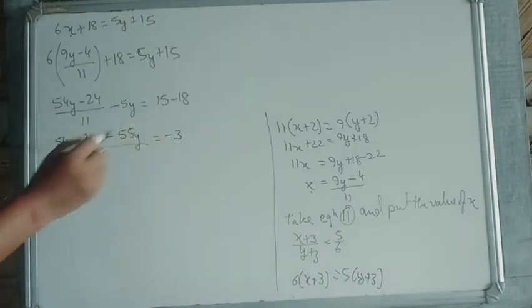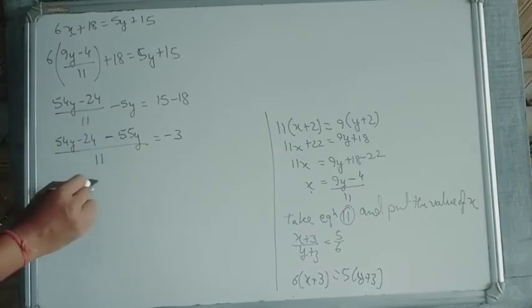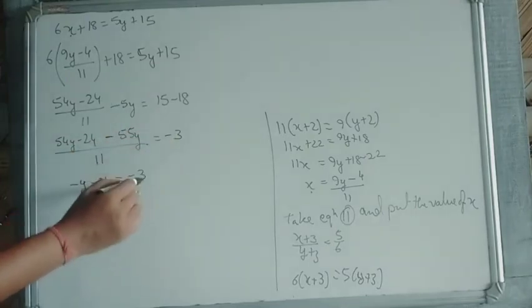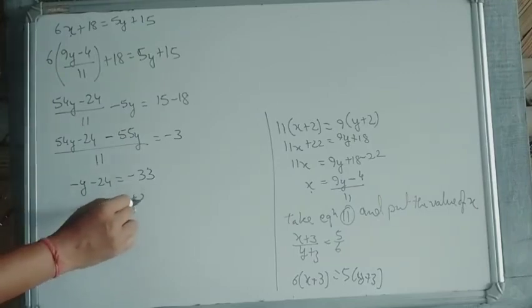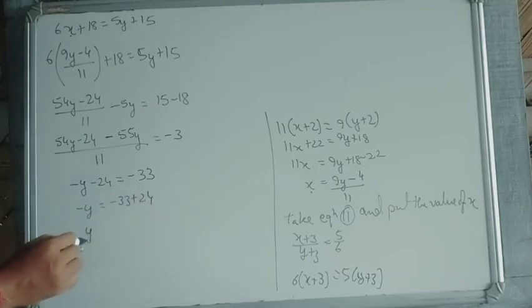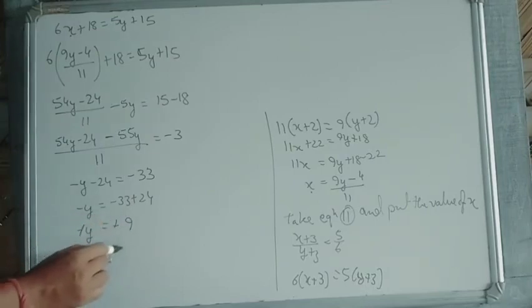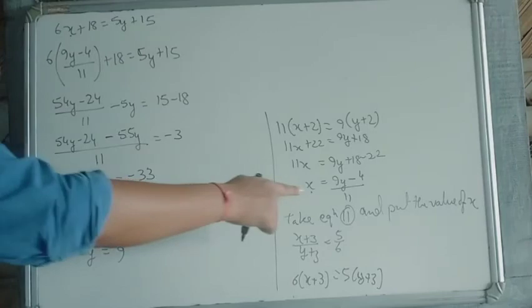So from here 11 will go up, and 54 minus 55 is minus y, minus 24 equals minus 3 into 11, that is 33. Then minus y is equal to minus 33 plus 24, so minus y is equal to minus 9, minus minus cancel, y is equal to 9. So this is the value of y we got. Now we have to get the x.